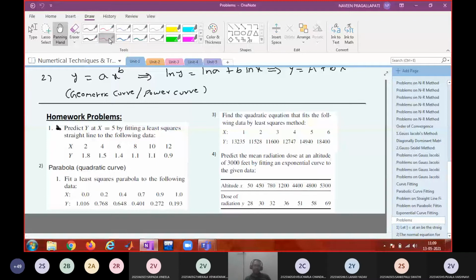Notice that we're asked to fit an exponential curve. It is not a straight line. It is not a parabolic curve. We're asked to fit an exponential curve. And after fitting the curve, we are asked to predict the value of the dose radiation at x equal to 3000. 3000 is in between 1200 to 4400 feet. Shall I proceed? Copy this table.